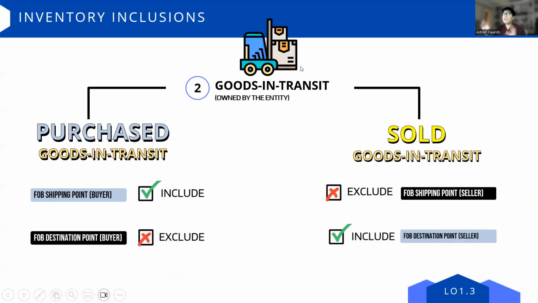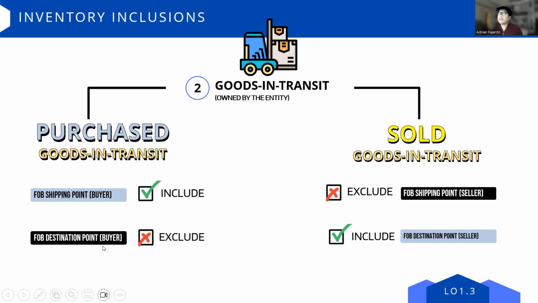Number 2, ito yung framework natin when it comes to goods in transit. So again, depende lang kung sino yung may-ari. And again, going back to chapter 5, ang merong may-ari ng goods is yung nagbayad ng freight. So, if it's a purchase goods in transit and you're the buyer, ikaw yung nagbayad ng freight papunta sa inyo. Right? Freight in. Therefore, it should be included. Those goods should be included. Pero, in terms of the point of view of seller, excluded siya. Right? Kasi hindi siya yung nagbayad.